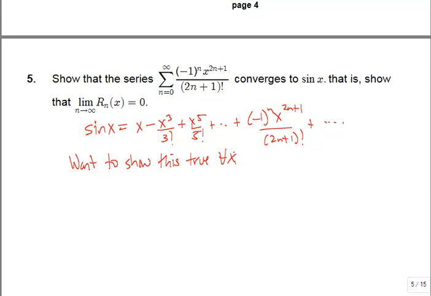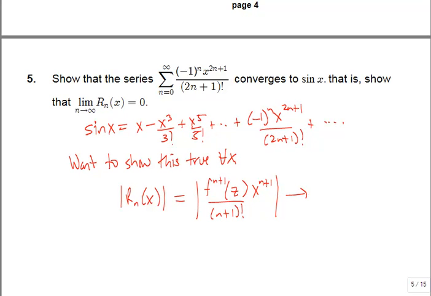Okay, so we're going to look at that Lagrange remainder, which is this r sub n of x. And what it is for the Lagrange formula was the nth plus 1 derivative evaluated at some value z over n plus 1 factorial times x to the n plus 1. And we want to show that this remainder goes to 0 in the limit. So what would this nth plus 1 derivative look like?